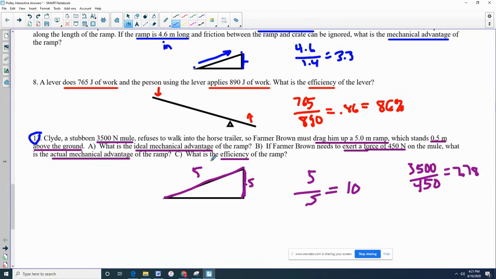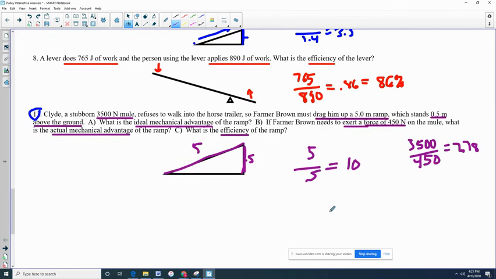So then it's looking for the efficiency of the ramp. So the efficiency is again going to be the actual mechanical advantage, in this case 7.78, divided by the ideal mechanical advantage, which is 10, and all that times 100. And if I do that out, I'm going to get 77.8%. I already multiplied it by the 100 to get my percent.